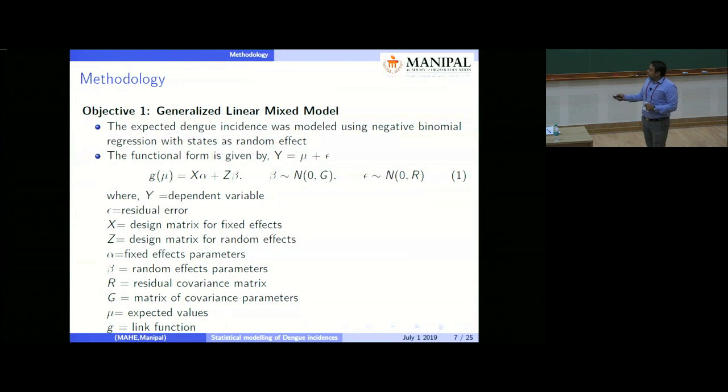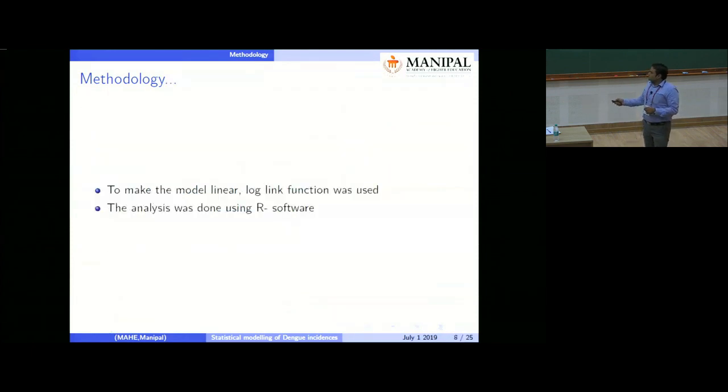So this is the functional form. And we used a log link function. Here, alpha stands for the fixed effect parameters, and beta is a vector of random effects. We carried out all the analysis in the R software.